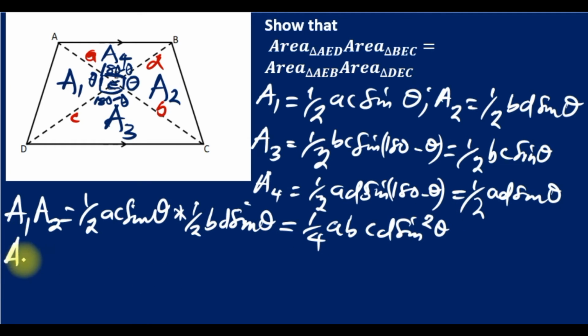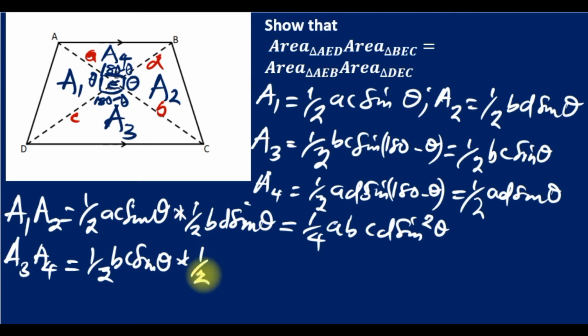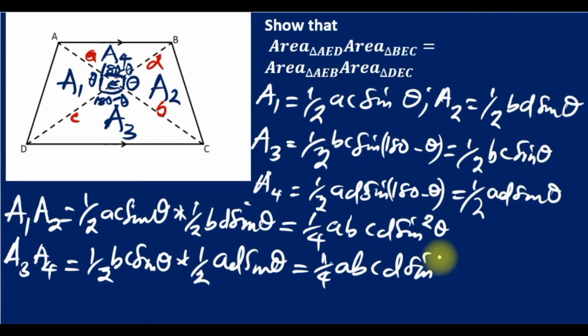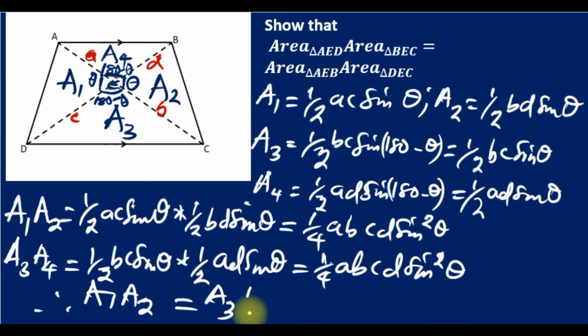So again, let's do A3 times A4. We have half BC sine theta times half AD sine theta. Again, we have 1 over 4 ABCD sine square theta. So as you can see, the two have the same results. So from here you can see that A1 times A2 is equal to A3 times A4.